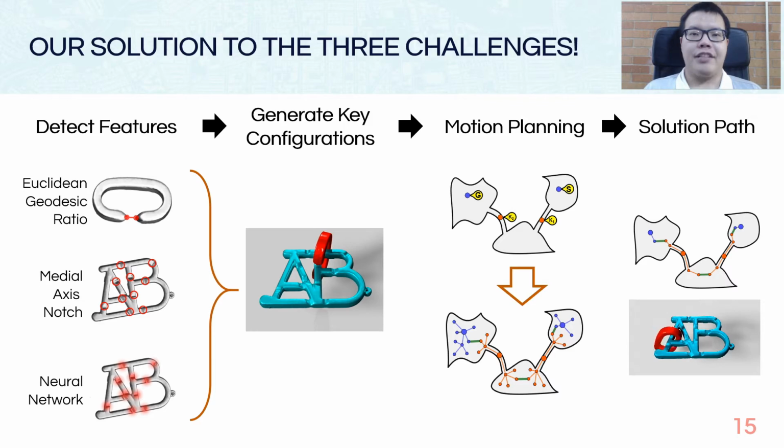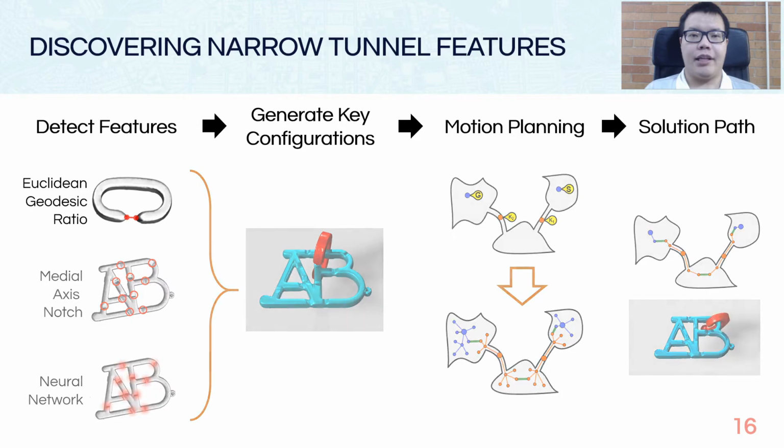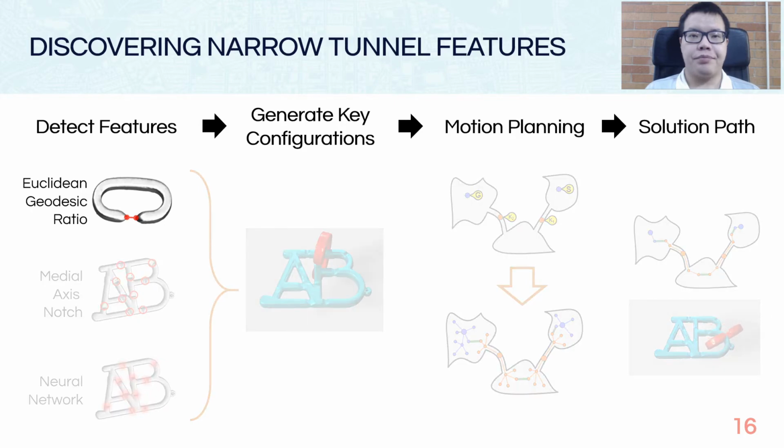Motivated by existing works, we use feature detection and configuration generation algorithms to locate narrow tunnels, and then use a forest-based motion planning algorithm to address sample interference and exponential decay of chance to solve simultaneously. In the first stage of this pipeline, we propose 3 different feature detection algorithms. The first algorithm is Euclidean to geodesic ratio.